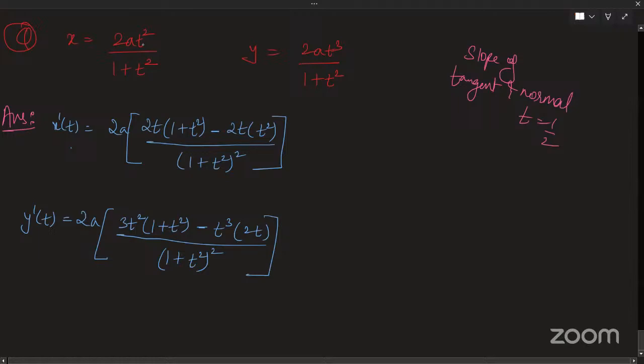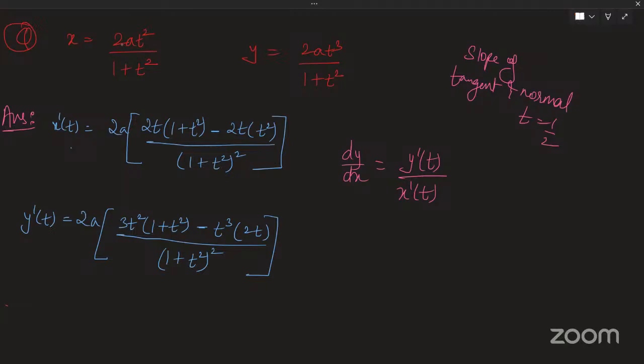Okay, correct? So now what should I do next? How will I calculate my value of dy by dx? Y dash of t by x dash of t, correct. So now should I directly input my values into both of these? I know that my value of t is half. Should I just directly input it? Tell me.